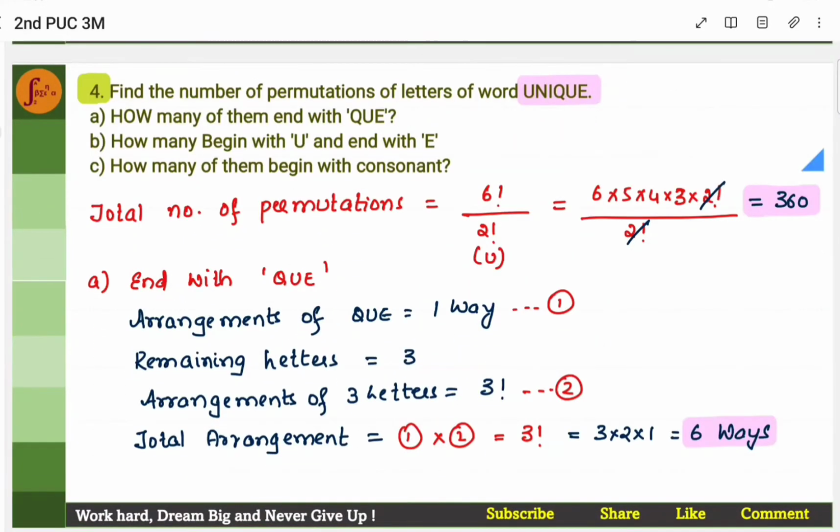Now unique. How many of them end with Q? So this is again fixed position, right? There is no unit concept. Then begin with U and end with E. Again fixed position, no unit concept. How many of them begin with consonant?